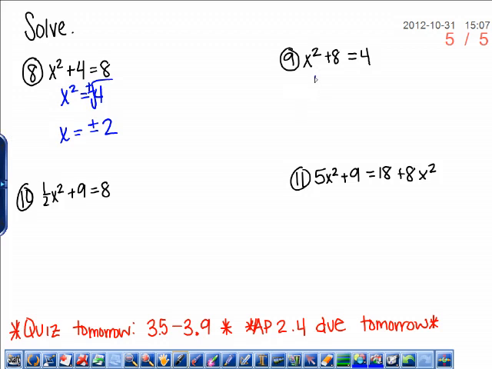All right, look at 9. You got now x squared equals negative 4. What are our 2 solutions there? Plus or minus 2i. Everyone okay with that? Don't forget those plus or minuses.